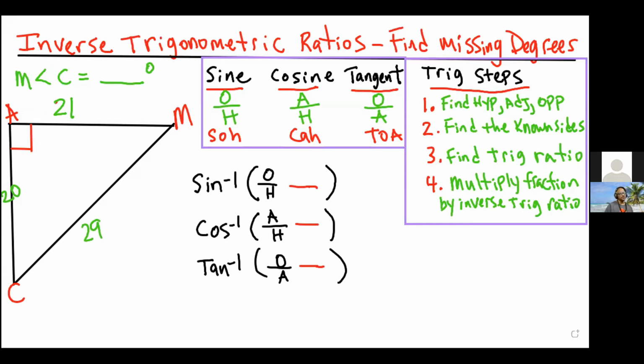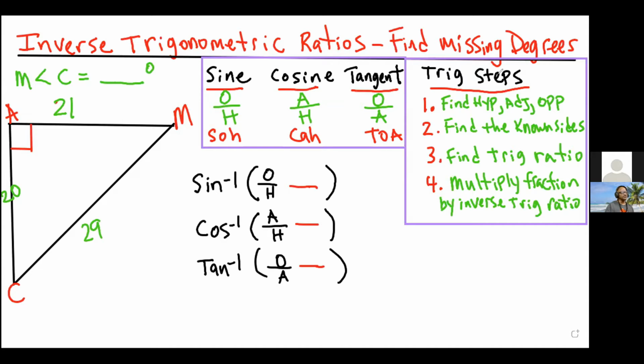And the trigonometry we're doing right now is inverse trigonometric ratios, where we're finding the missing degrees. We're given two of the sides, sometimes three of the sides, but we have to figure out the degrees. To do that, the first thing we want to do is step one here.